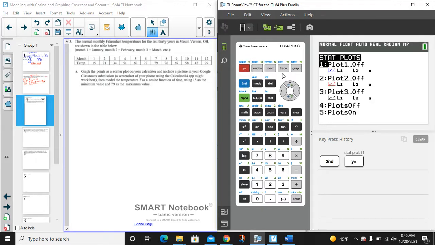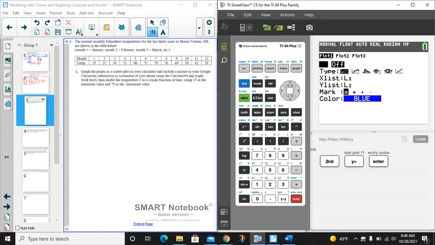So we hit second y equals, and it will bring up several different stat plots here. You can hit enter on one of these. If you're using the app on your phone, some of them already bring it up and you can just do touch screen stuff. But essentially you just want this set up the same way that you'll see it here.